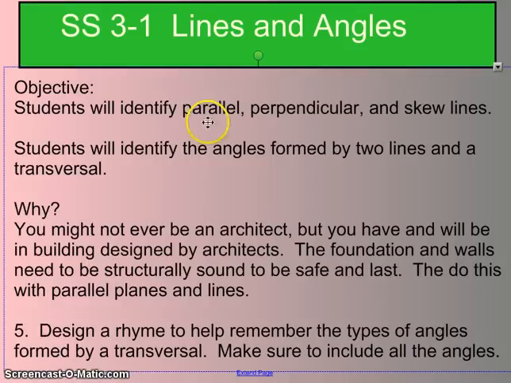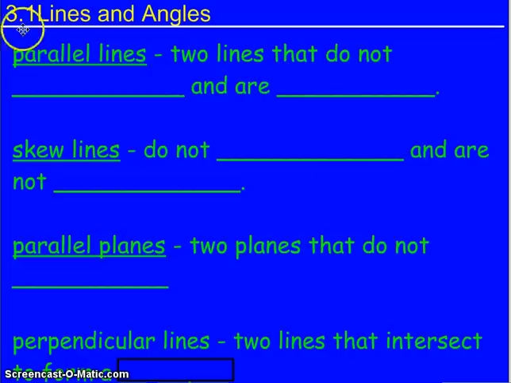So we will be discussing parallel, perpendicular, and skew lines today, with identifying the angles formed by two lines and a transversal. You will have to do a little rhyme to make sure that you memorize all those angles that are formed by the transversal for your number 5. But let's go ahead and get on to the next page and get started here.